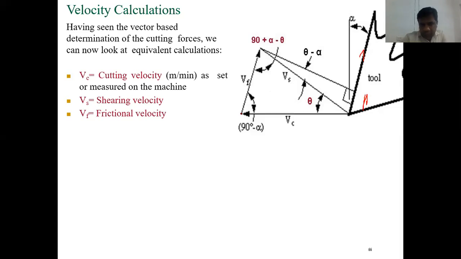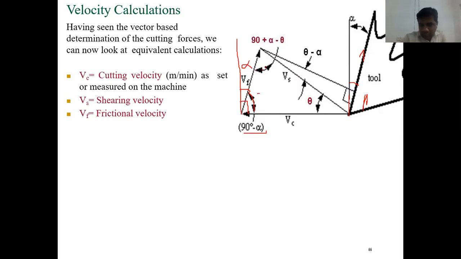I will try to draw a line. This is perpendicular to this one, right? So this is 90 degrees, and this angle is nothing but the rake angle. This angle and this angle are the same, so this angle is alpha, because these both are parallel lines; we shifted parallelly. So the total angle is 90 and this angle is alpha. So what is this angle? This angle is nothing but 90 minus alpha.